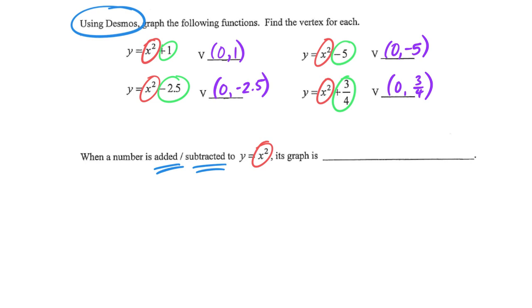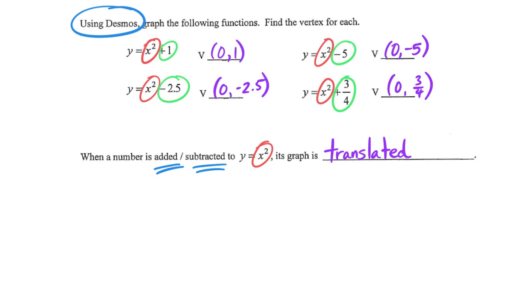What was the change in the graph? Now, I'm going to give you some terminology here. When a number is added or subtracted to y equals x squared, its graph is, and there are 2 words for that, a very formal word would be translated. There was a translation that took place.